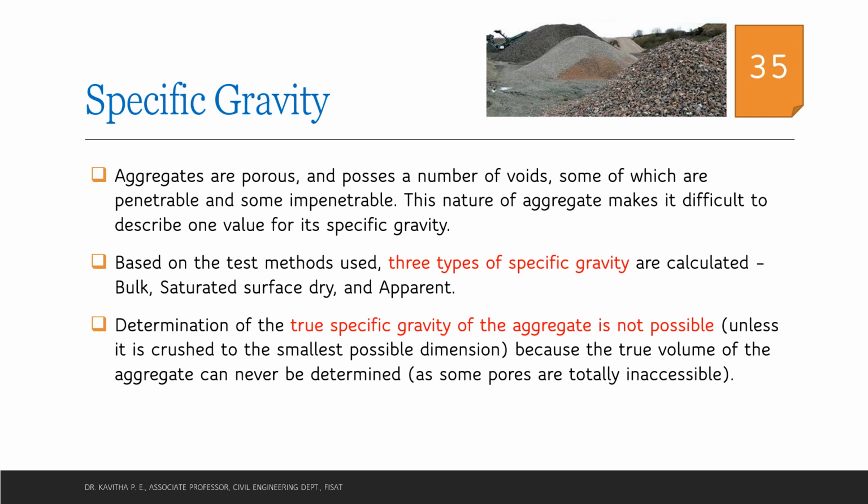Based on the type of test methods, there can be three types of specific gravity: bulk, saturated surface dry, and apparent. It is always difficult to calculate the true specific gravity of the material because in that case we have to powder it to the smallest particles and compact it such that there are no pores.